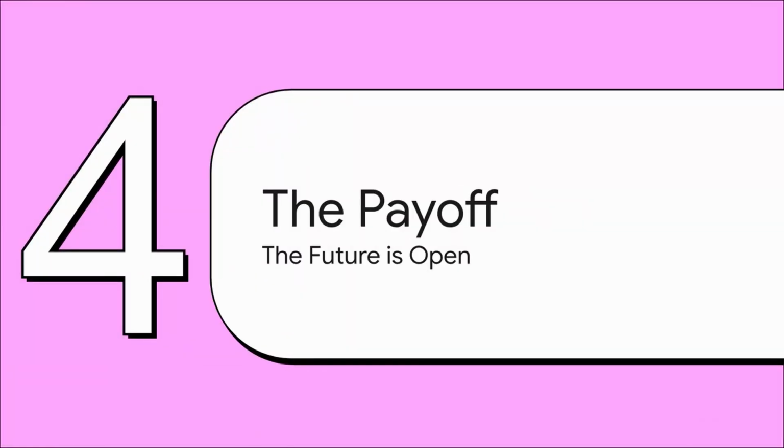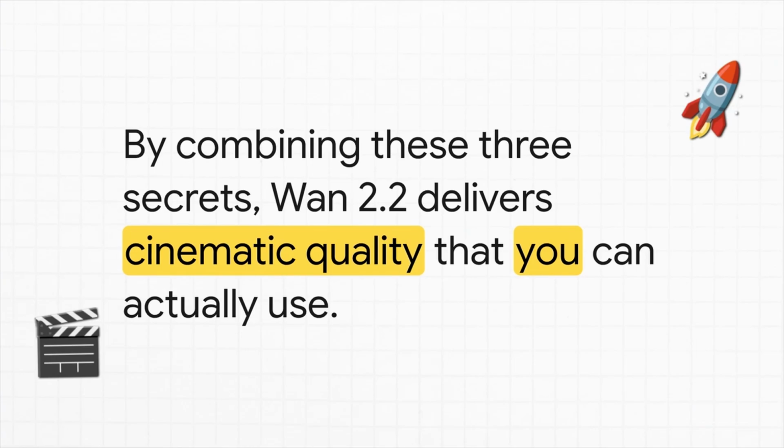So, let's put it all together. We've cracked open the 3 secrets that make this thing tick. Now let's talk about the payoff, what this all means for you, for creators, and for the future of AI video. The most important thing to remember is this. It's the combination of these 3 secrets that makes Wan 2.2 so special. The 2 brains give it the creative power, the cinematic diet gives it the good taste, and the efficient engine puts it on your desktop.